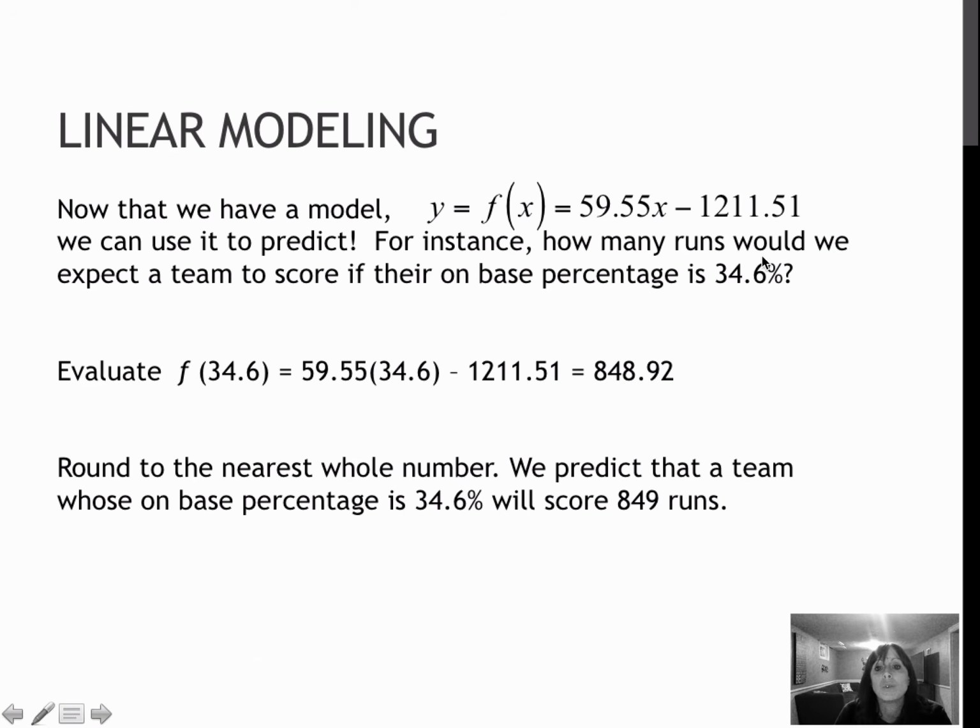Now we're going to use that function to find out how many runs we could expect a team to score if their on-base percentage is 34.6. And so x represented their on-base percentage, so I'm replacing x with 34.6 and finding my answer of 848.92. Now, of course, it's a story problem, so I would write my sentence. We predict that a team whose on-base percentage is 34.6% will score 849 runs. So I just rounded that to the nearest whole number. So again, that's the use of linear modeling.